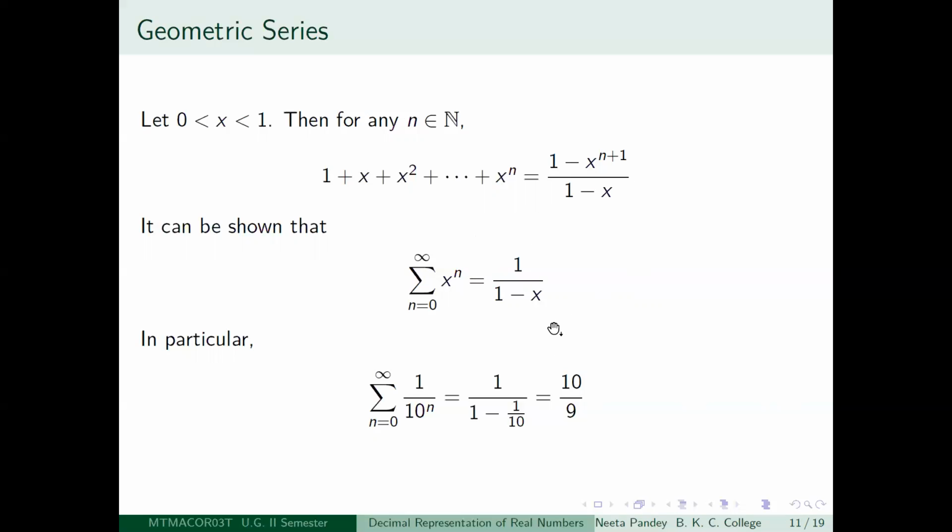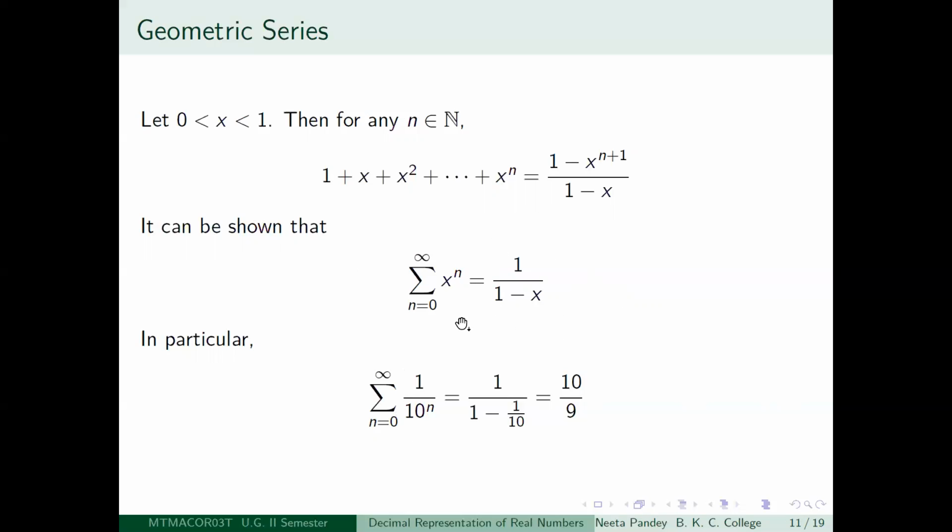So in a later lecture we will explain this in more detail, but for the time being you assume that this is true. This is called the geometric series. The complete result is not this, but for us this is sufficient: if x is between 0 and 1, then the summation n equal to 0 to infinity x to the power n is equal to 1 by 1 minus x.